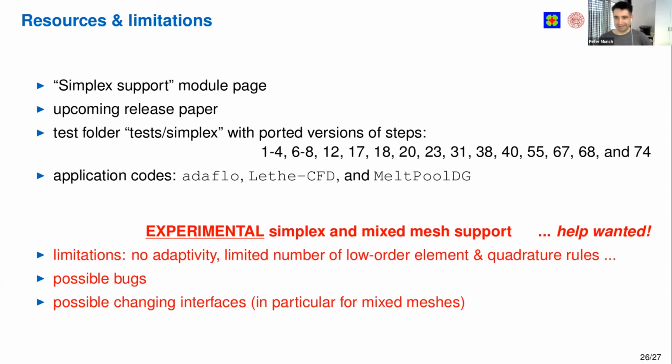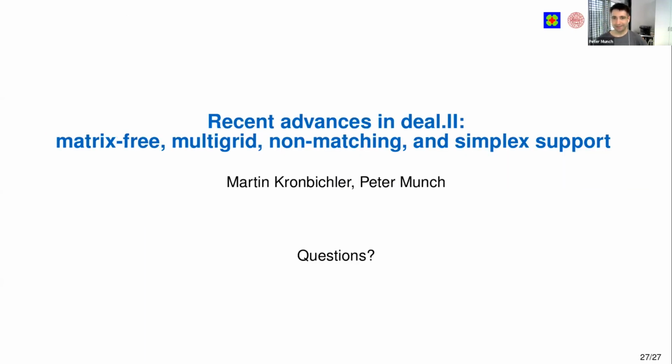And also, if some of you would like to contribute some features for this simplex work, we are happy to get you started with your PRs or something similar. Just write us and we will help you. Okay, actually that's all from us. I think this was too much content for not enough time, but I hope it will help you to get started with the new features in deal.II 9.3 related to matrix-free, multigrid, non-matching, and simplex support.